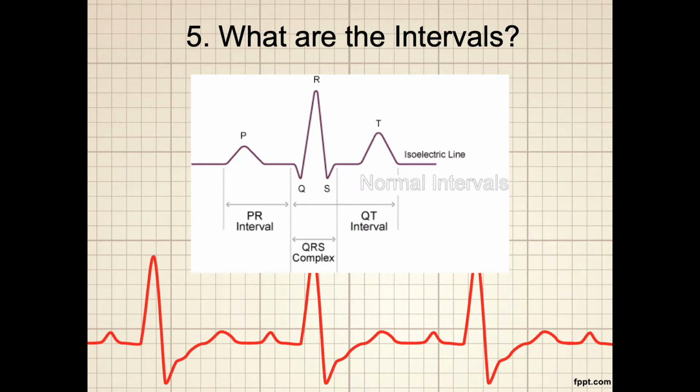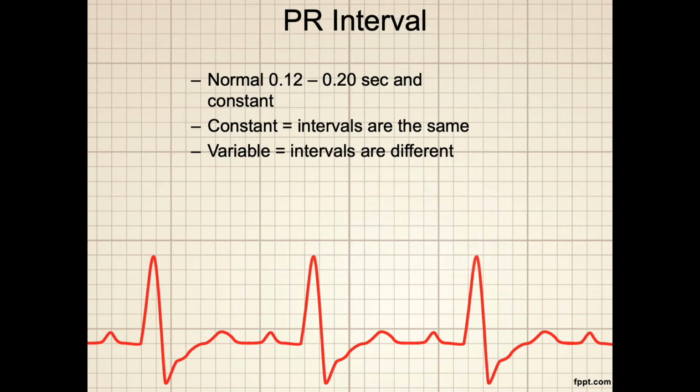The PR interval, or PRI, is normally between 0.12 and 0.20 seconds and is always constant. That means the intervals are always the same. If the intervals are not the same, we call that a variable PR interval. That happens in certain types of AV blocks.